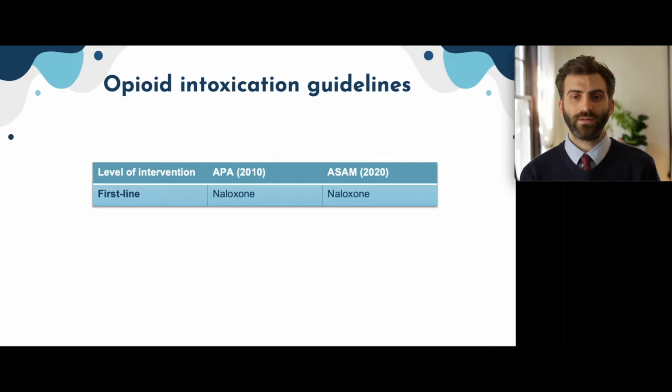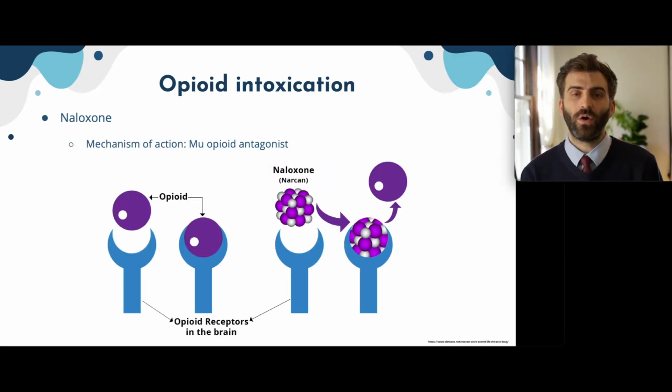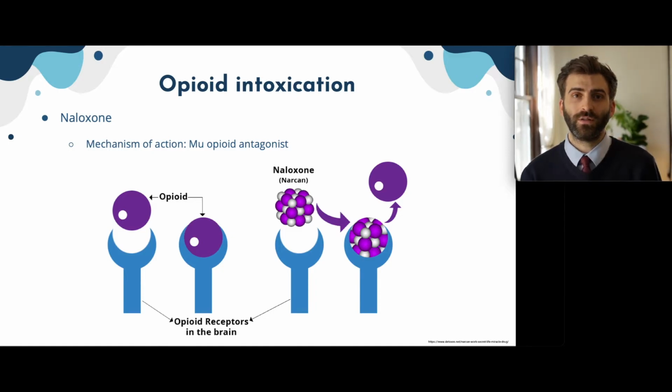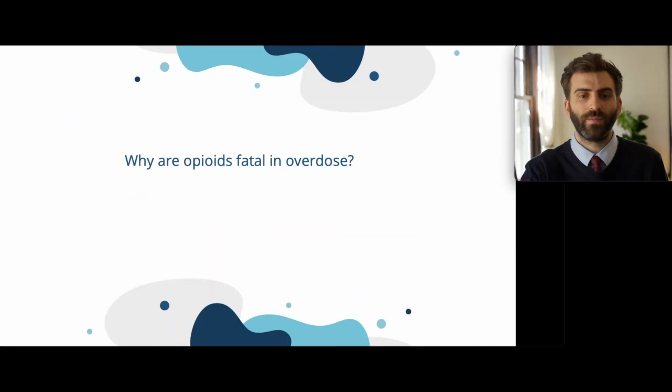The guidelines are quite simple and straightforward here. So your first line intervention for opioid intoxication is naloxone. Naloxone is a mu opioid antagonist. It blocks that receptor completely. Not only does it block the receptor, but it kicks off the opioids. So if someone takes too much opioids and they're having these symptoms of an opioid overdose, naloxone binds to those same receptors, kicks any opioid off, and the person can survive that opioid overdose.